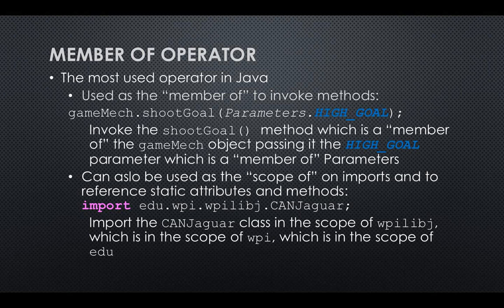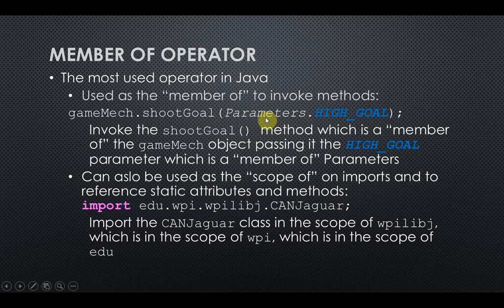The most commonly used operator in Java is actually the dot operator. Dot is used as the member of operator. So if I pick apart this next statement, we start with the name of the method. We are going to invoke the shootGoal member of the GameMech object, technically the object that the GameMech variable references. And we're going to pass it a parameter. The parameter we're going to pass it is highGoal member of Parameters.